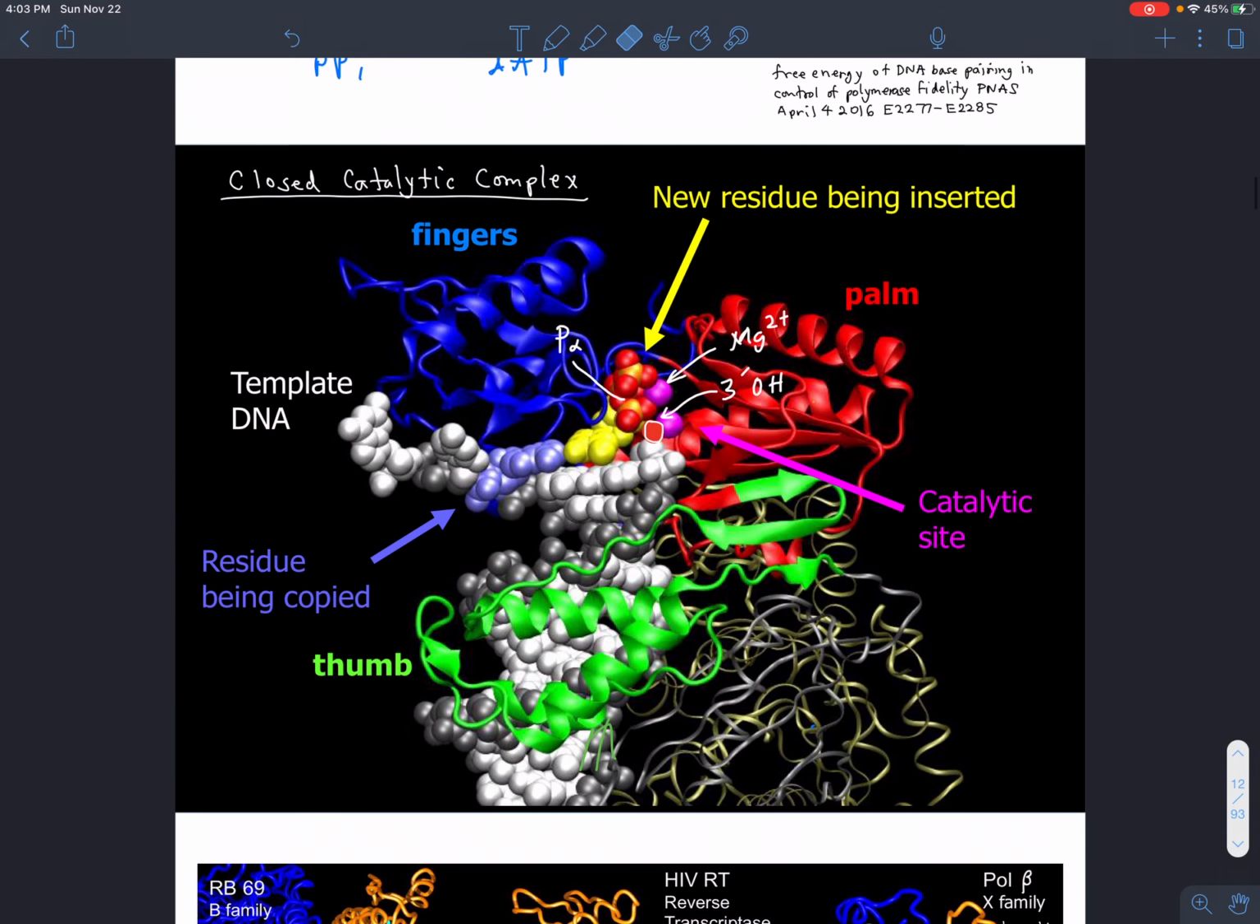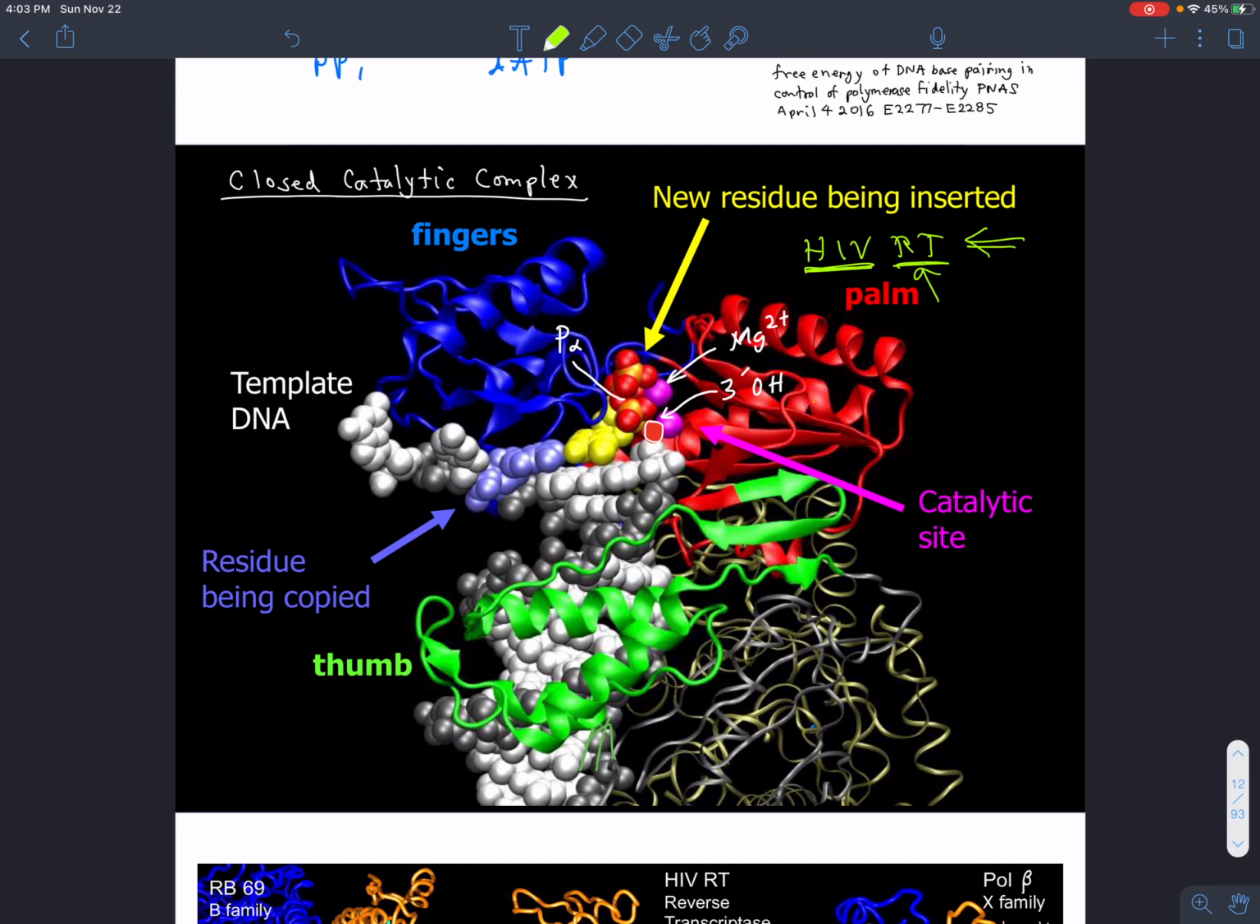This is actually HIV RT. The RT stands for reverse transcriptase. It's not actually a proper DNA polymerase, though it can function as a DNA polymerase. And we'll see that it doesn't matter that it's kind of a funny type of polymerase because it's very similar to all the others. This is the polymerase that copies the genome of the AIDS virus.